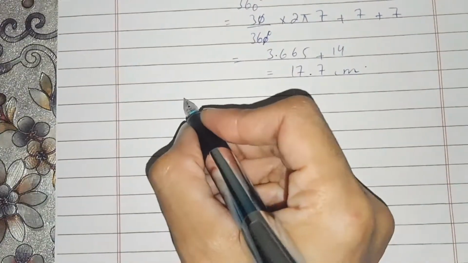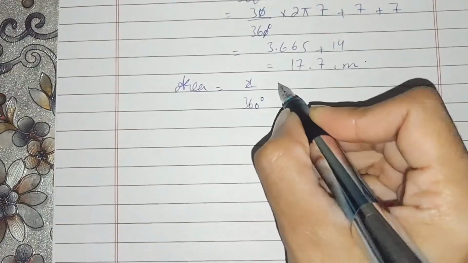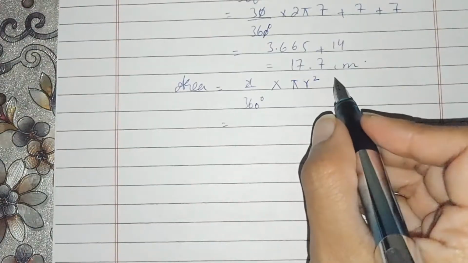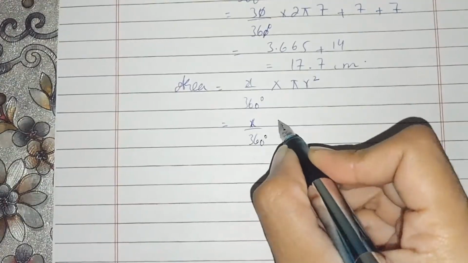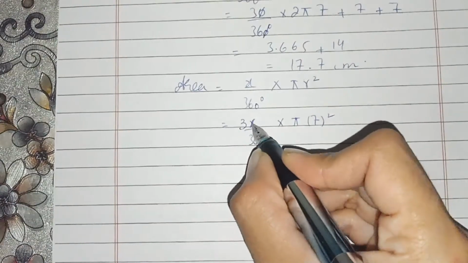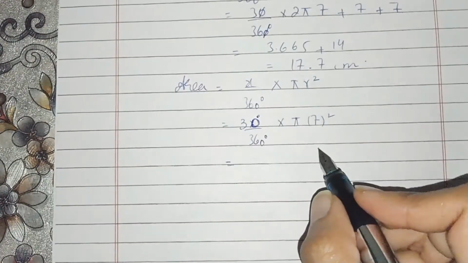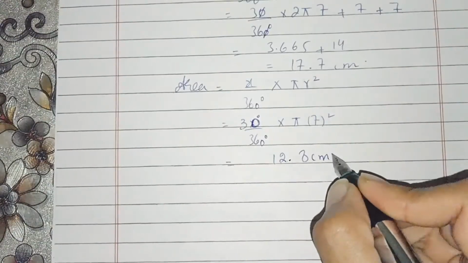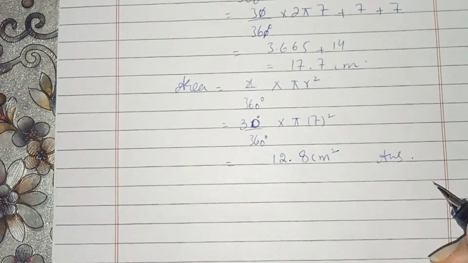Now the area is x over 360 degree multiplied by pi r squared. R is given to us, which is 7, so pi and 7 squared, and x is also given, that is 30 degree. Now we have to solve it. By solving it we get the answer 12.8 centimeter squared, and this is the answer of part A, question number 2.